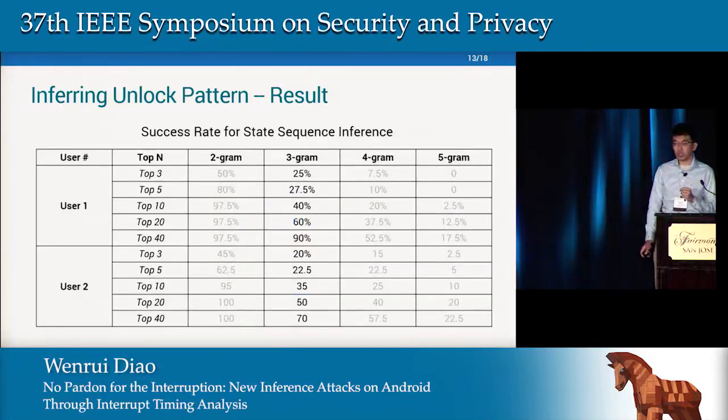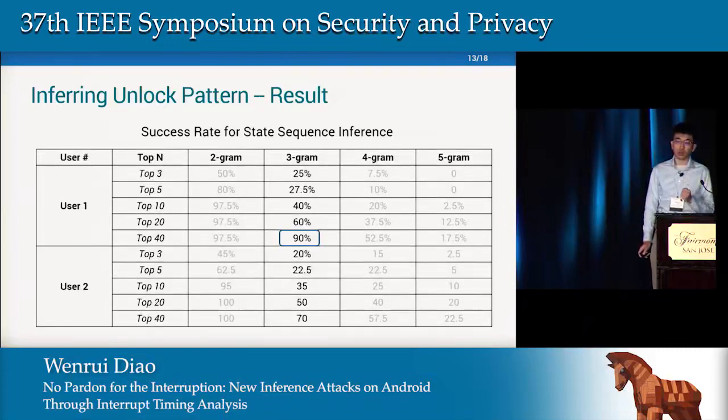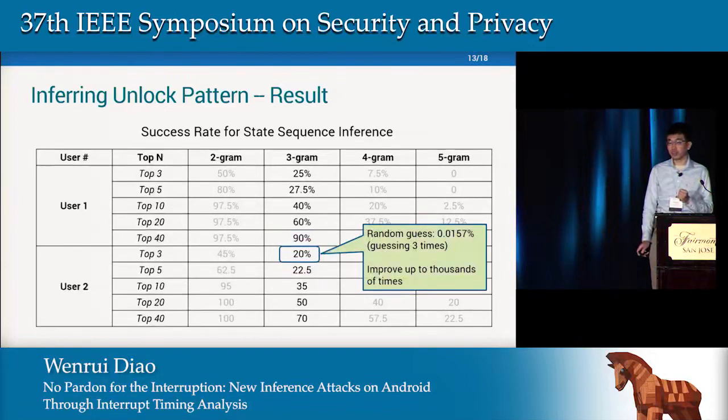Next, we evaluate the success rate for state sequence inference. I will only show one example, that is the 3-gram patterns. If we were allowed to try 40 times, we could reach a 90% success rate. Even in the tough case where we could only try 3 times, random guess could only achieve a 0.0157 success rate. However, our attack could improve up to thousands of times, that is 20% at least.